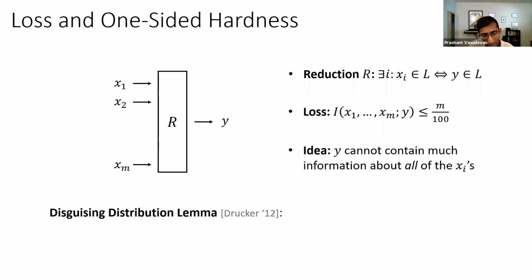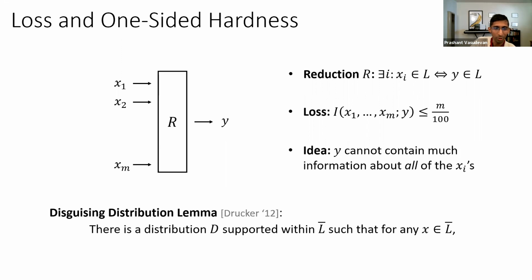And this is sort of captured by this very nice, very pretty lemma by Drucker that he calls the distribution lemma, which says the following. You take this reduction R, which takes our inputs x1 to xn. You take this language L and take any x that is not contained in L, right? And you plug it in to a random position in the inputs.